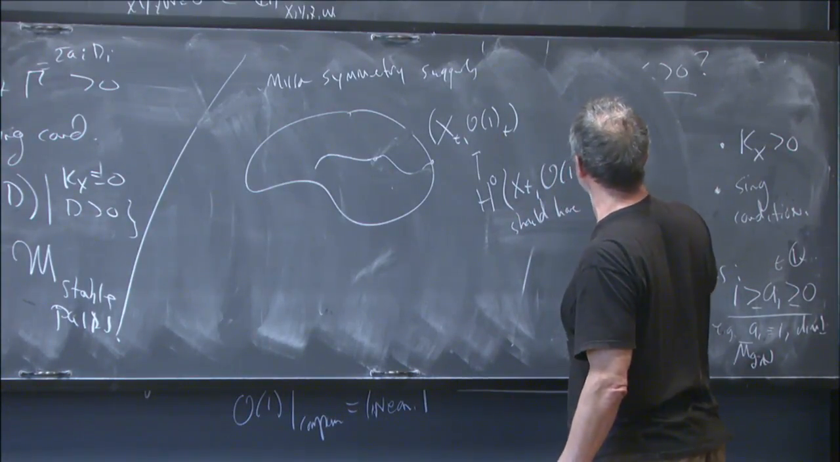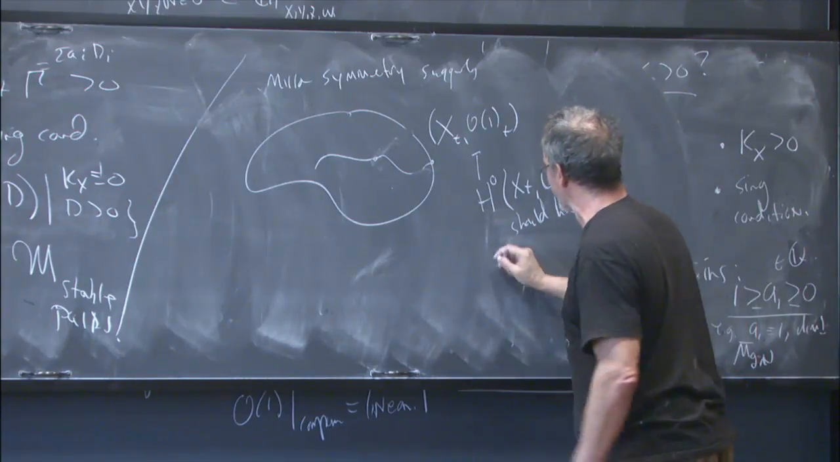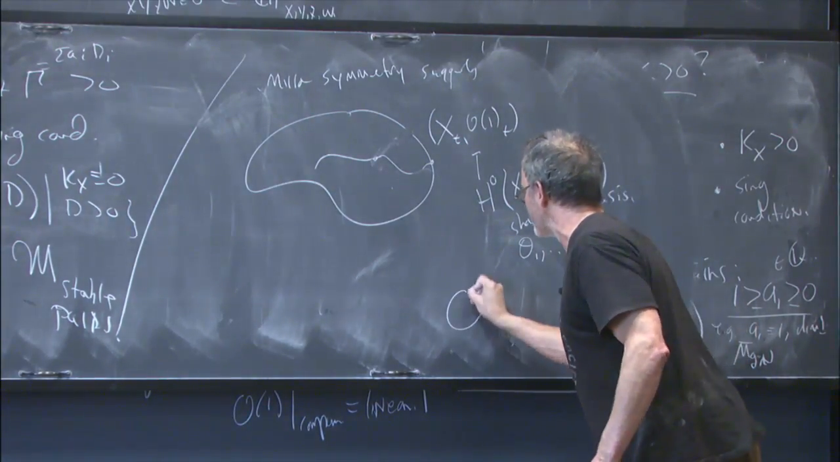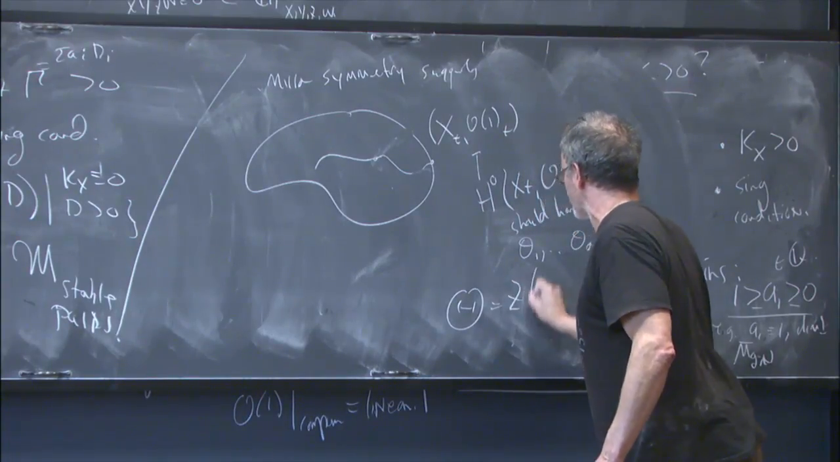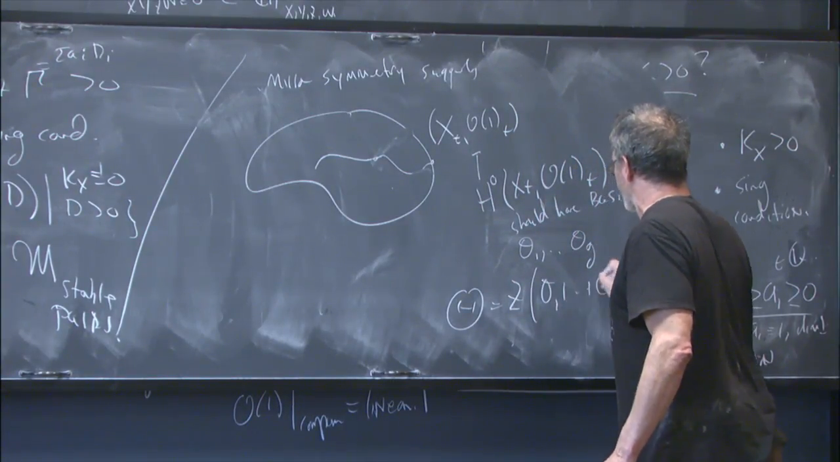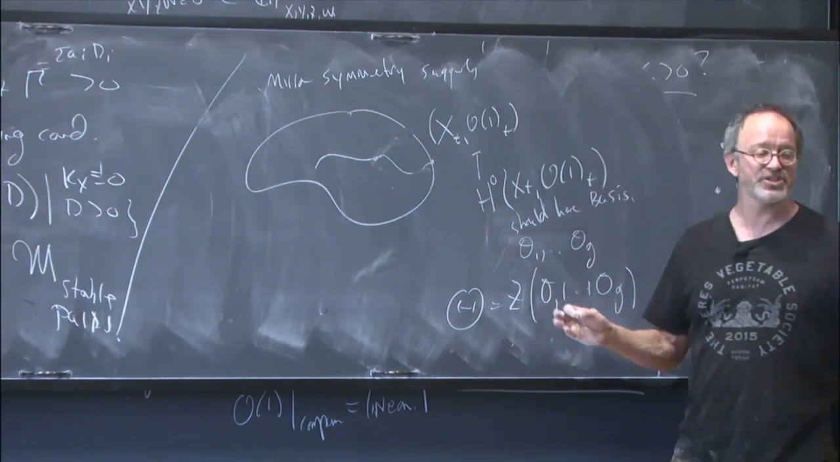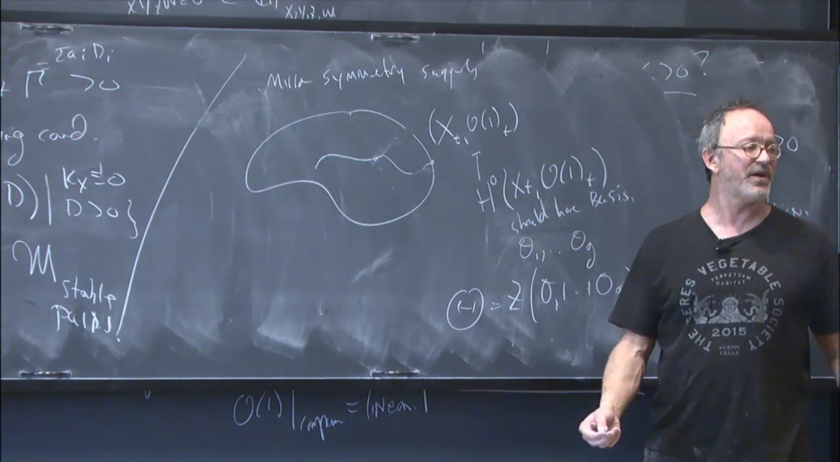So I don't just have a line bundle. I actually have loads of sections. And I can take, let's say, theta1 up to theta g, and I could define a divisor, theta, as, say, the 0 locus of theta1 plus theta g. So, do you see what I'm saying? The conjecture says that there's a canonical basis of sections.